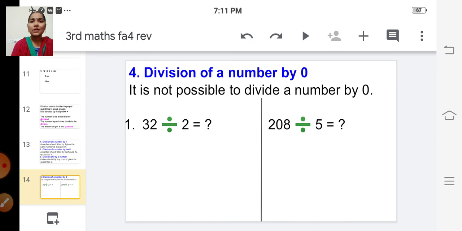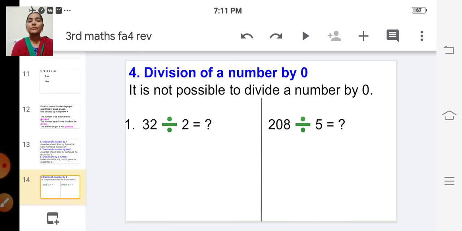Okay, children, do you all know how to write multiplication facts for a division, and how to write division facts for a multiplication? So go through that also.